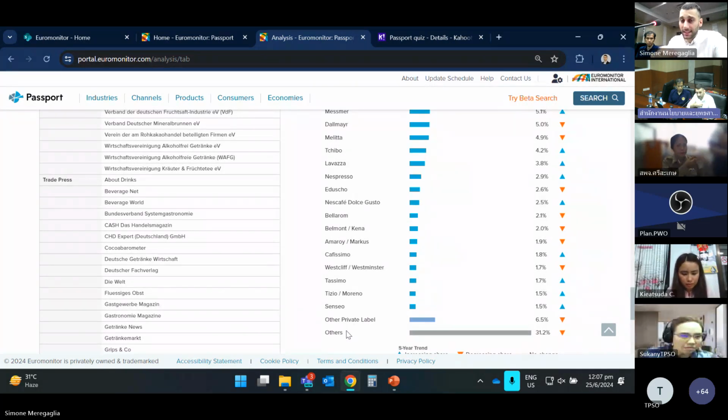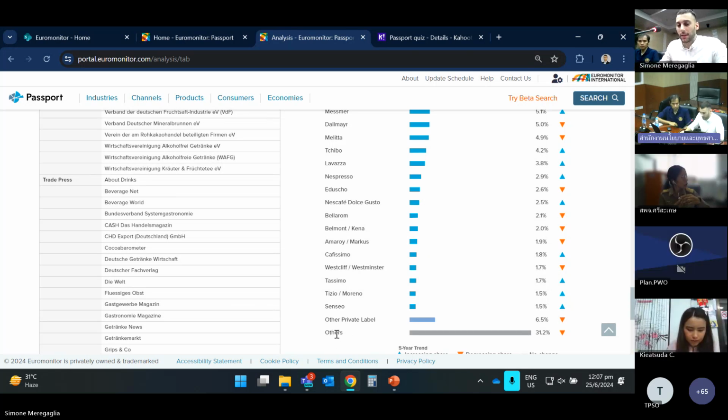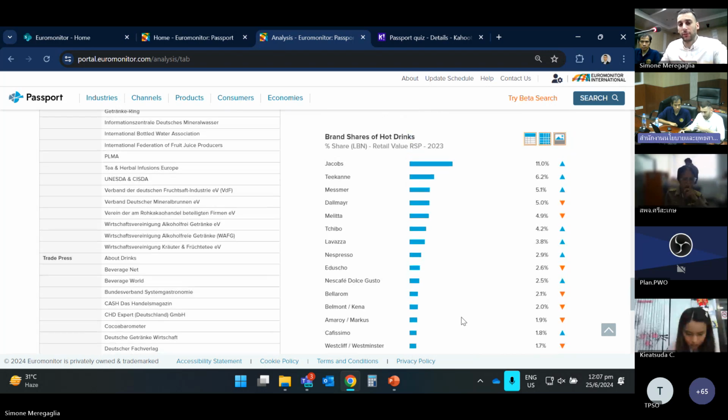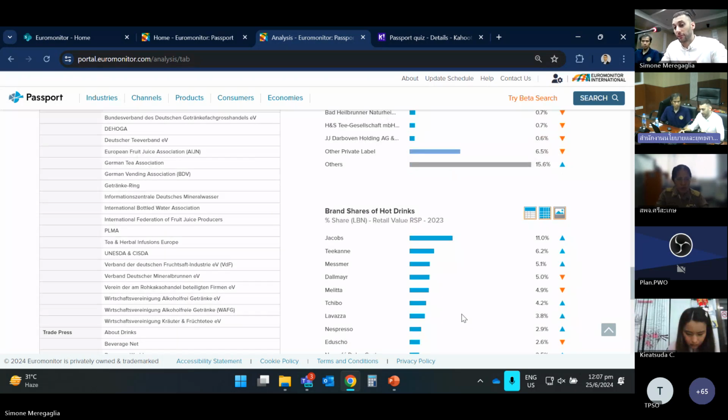In our analysis, any brand that occupies less than 0.1% of market share is merged under others. Any brand that goes above 0.1% market share, we track individually. So you have a lot of very tiny brands in Germany, and also quite a few private label brands in Germany as well. So the market for hot drinks in Germany is very fragmented.